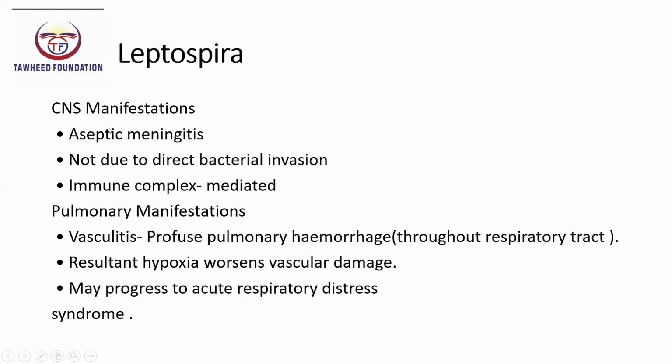CNS manifestation. There are two types of manifestation. First is CNS and pulmonary. For CNS, involvement usually appears as aseptic meningitis, which is not due to direct invasion but immune complex mediated inflammation. Pulmonary involvement is particularly severe, marked by vasculitis and massive hemorrhage throughout the respiratory tract.